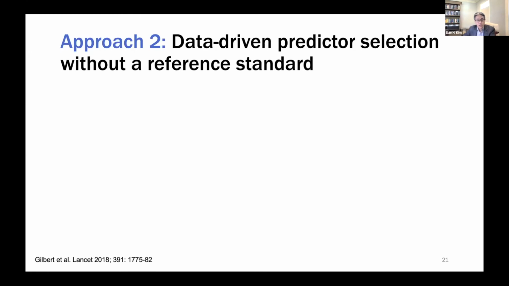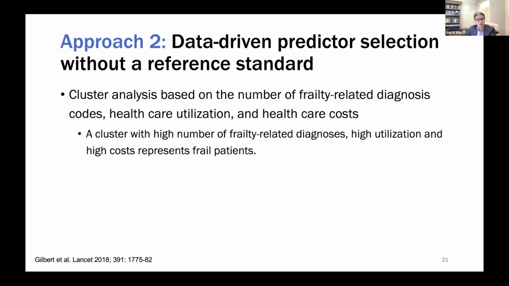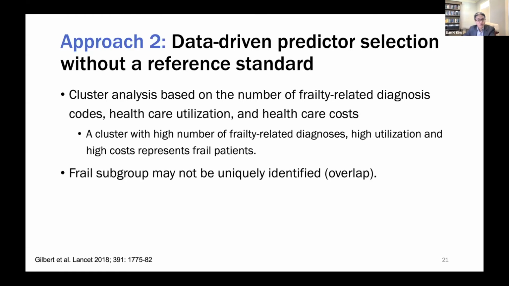Dr. Gilbert and colleagues applied a cluster analysis based on the number of frailty-related diagnosis codes, healthcare utilization, and healthcare cost. It was presumed that the cluster with a high number of frailty-related diagnoses, high utilization, and high cost represents frail patients. However, frail subgroup may not be uniquely identified using this approach.